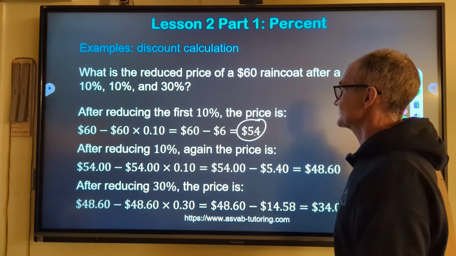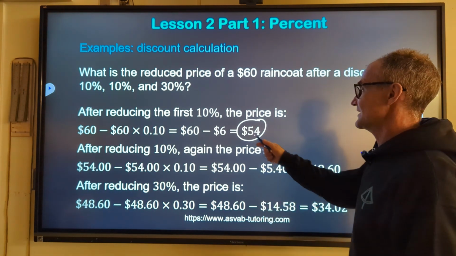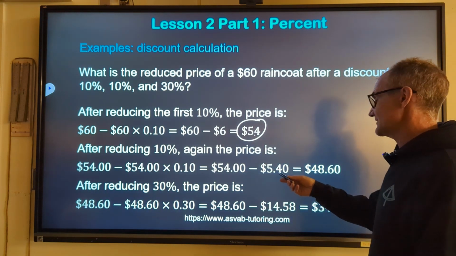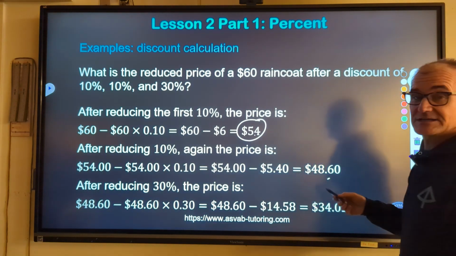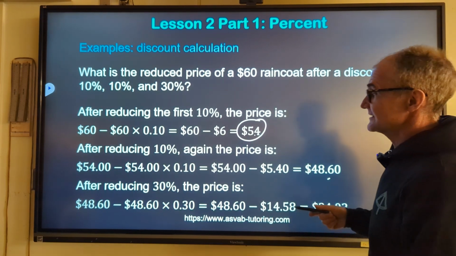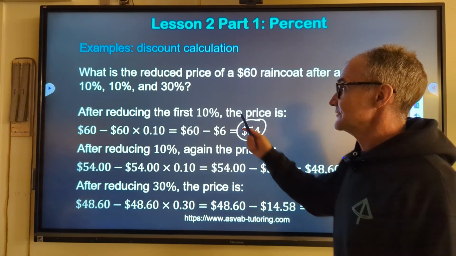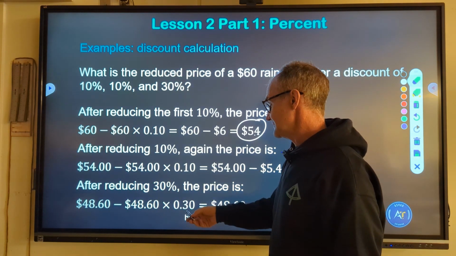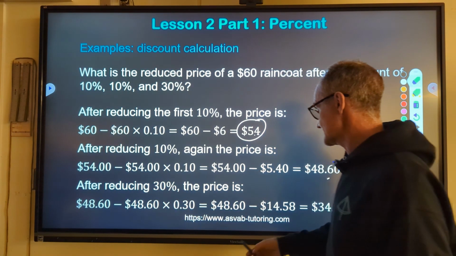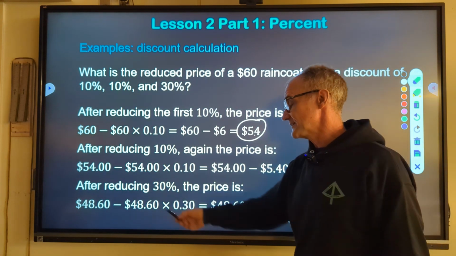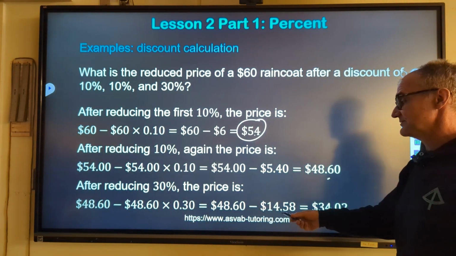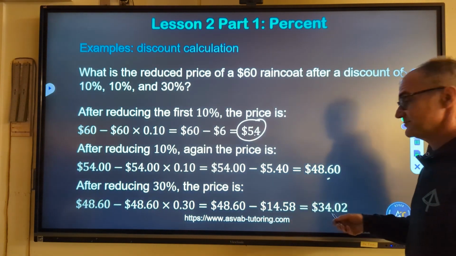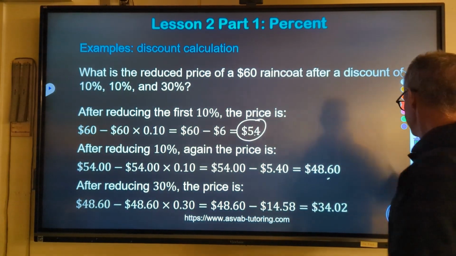That's going to give me $5.40. The next reduction is $5.40. So 54 minus the 5.40 gives me 48.60. And then a brand new problem reduces it another 30%. So I take 30% times that 48.60. So 0.3 times 48.60 gives me that 14.58. That price minus the discount gives me the final amount right there.